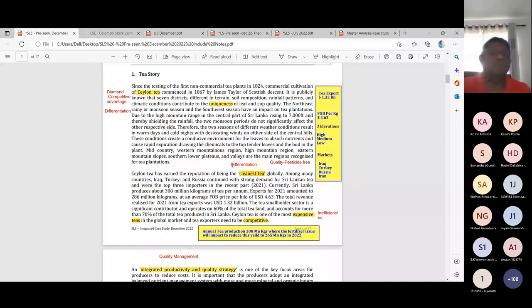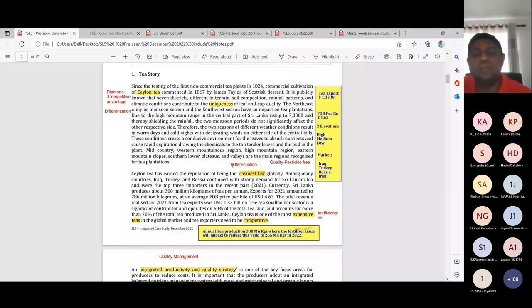The total revenue realized for 2021 from tea export was USD 1.32 billion. The tea smallholder sector is a significant contributor and operates on 60% of the total tea land. Now, small players are very important, not the largest companies. Small players contribute 60% of the total land and account for more than 70% of the total tea produced in Sri Lanka. Interesting facts. Large companies only contribute 30%.